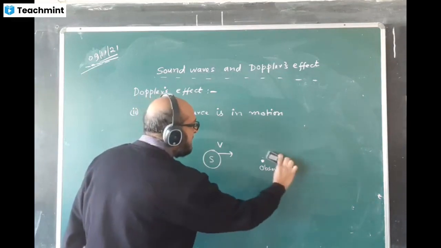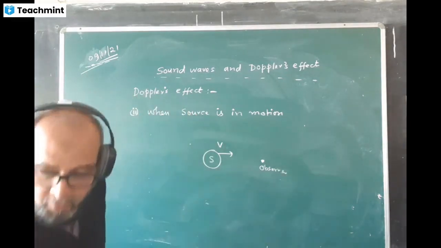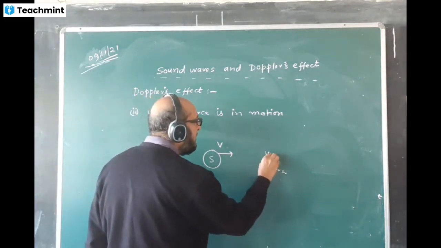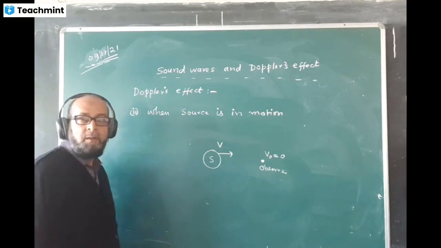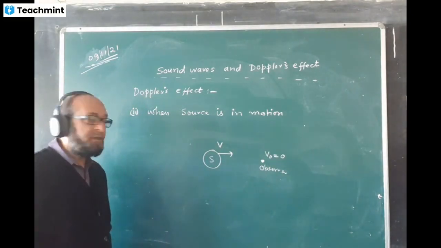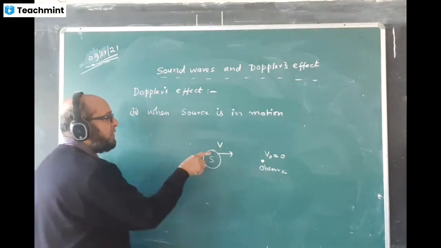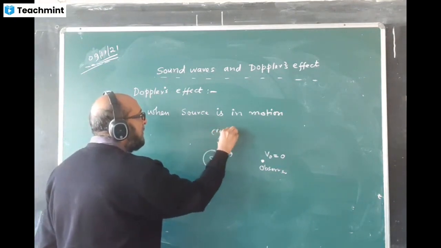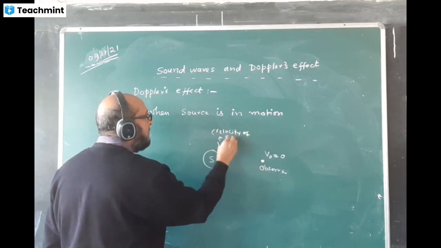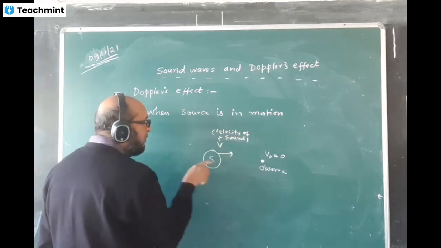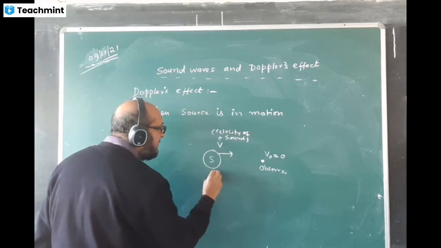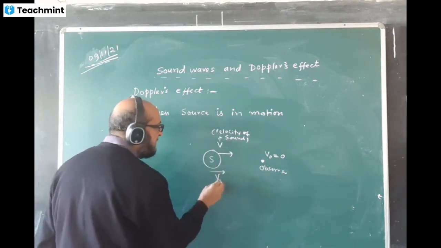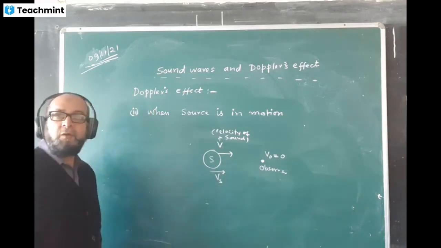Now, we will take the case where the observer is at rest. Observer is at rest. That is V naught value is 0. Observer is at rest and the source is in motion. Source is emitting the sound. This V stands for velocity of sound. Source is in motion. Source is moving, so like this, velocity of source is V s. Source may move with some velocity here.